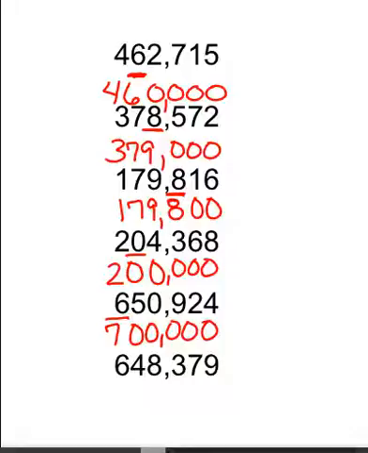The number 648,379. We're going to go ahead and round to the nearest 1,000. Everything on the left-hand side stays the same. Everything on the right-hand side is going to be changed to a 0. The number directly on the right-hand side, the number 3, is going to determine what we do to the number 8. 5 and above, give it a shove. 4 and below, lay it low. The 3 is definitely 4 and below, lay it low, so the 8 stays the same.